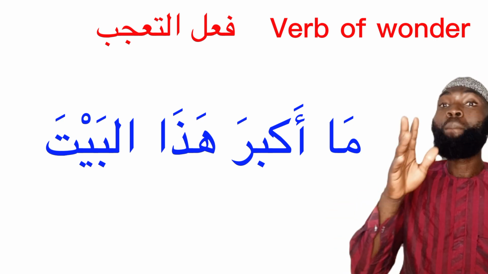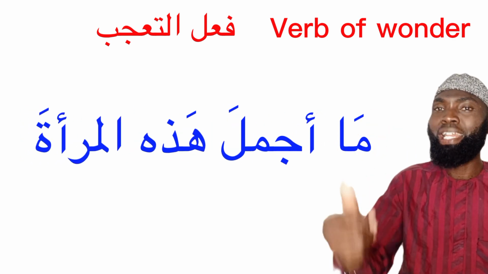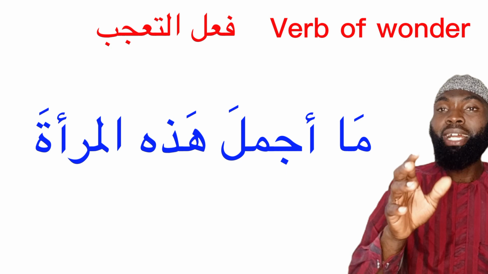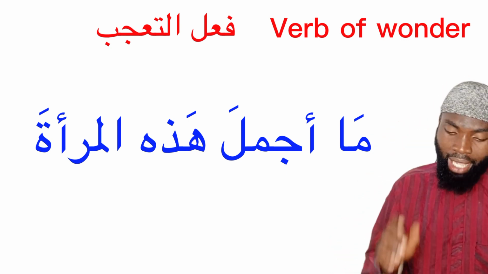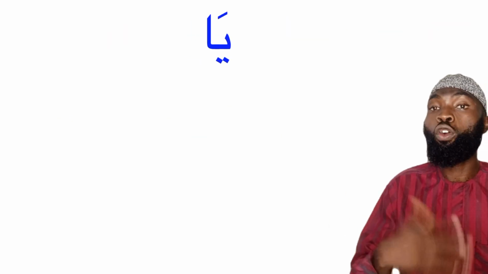If I want to say how beautiful this lady is, I will say ma ajmala hadhihi al-mar'a, how beautiful this woman is. So the word ma ajmala, this is how we use it for fi'lu ta'ajjub, for verb of wonder. Another thing we learn in this lesson is the word ya, which is the vocative particle for calling somebody.